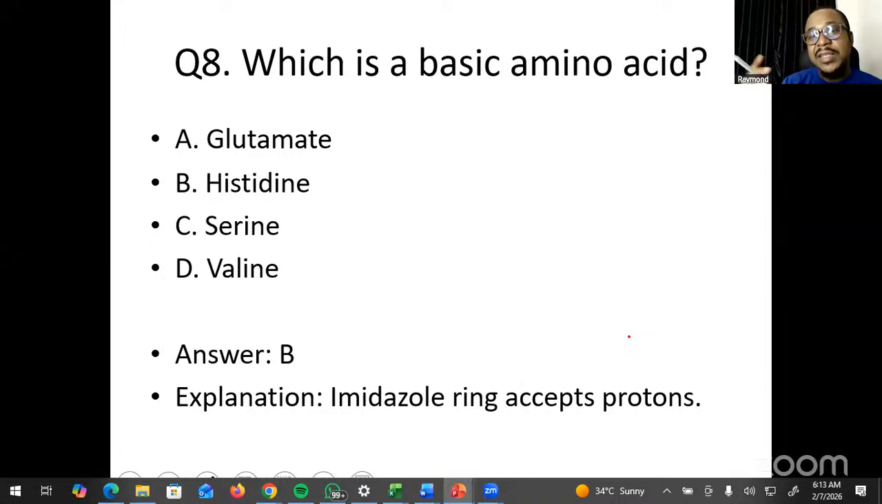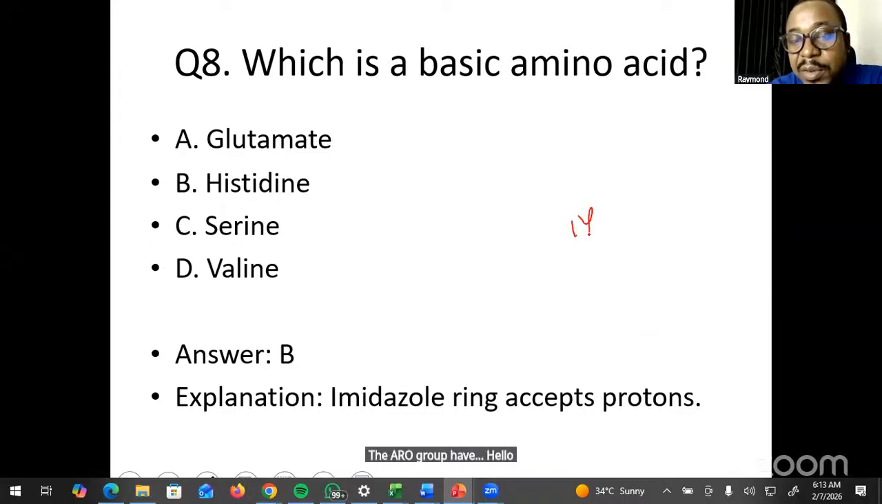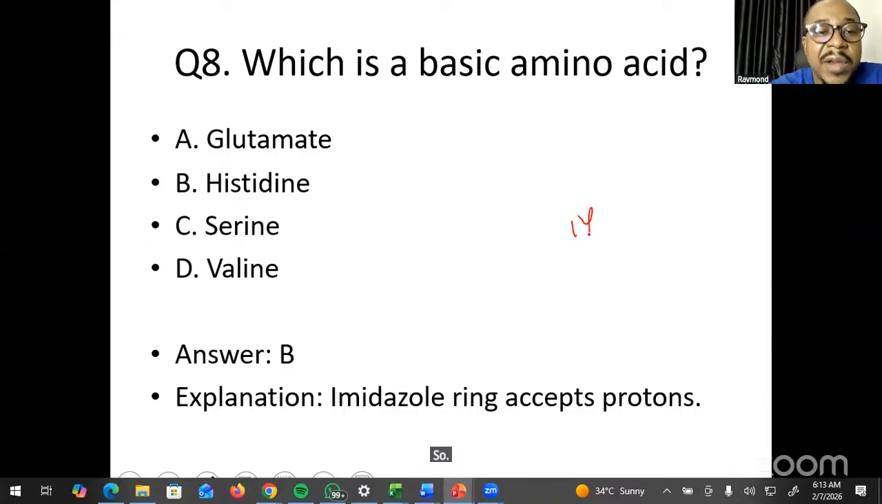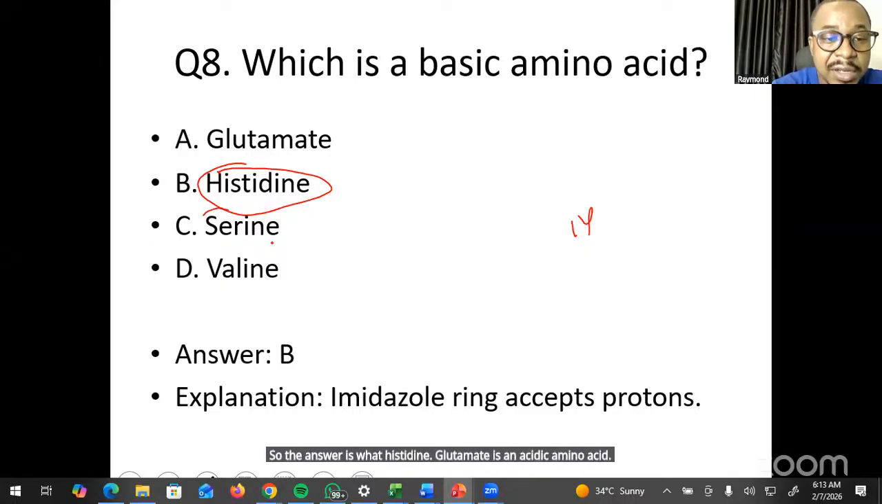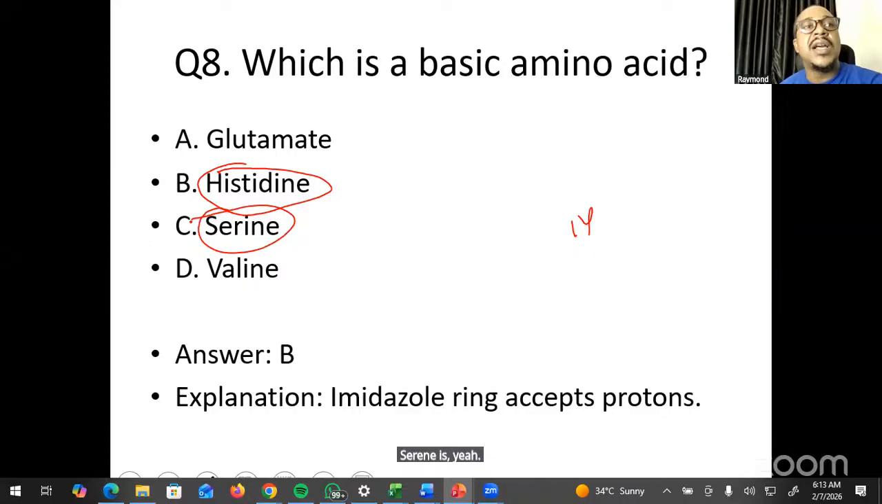So which amino acid is basic? When I say it's basic, it means that the R group has an amino group. So for example here, we have glutamate, histidine, serine, and valine. So the answer here is what? Histidine. Glutamate is an acidic amino acid. Serine is hydrophilic and neutral, while valine is hydrophobic and neutral.